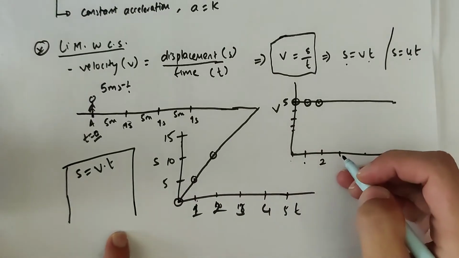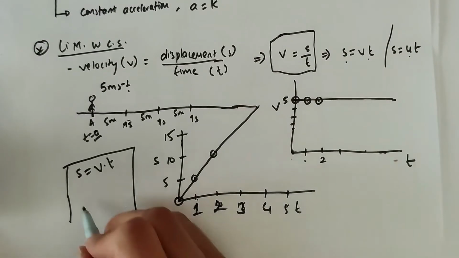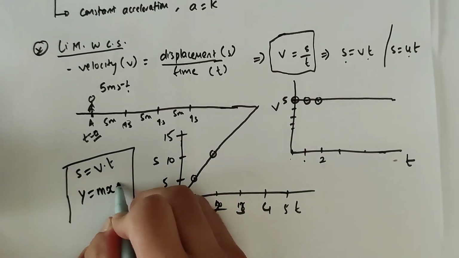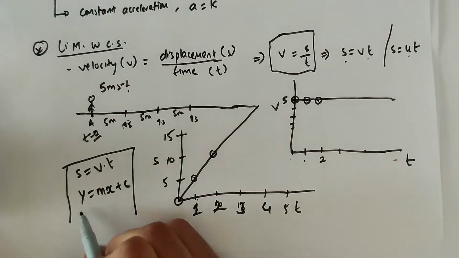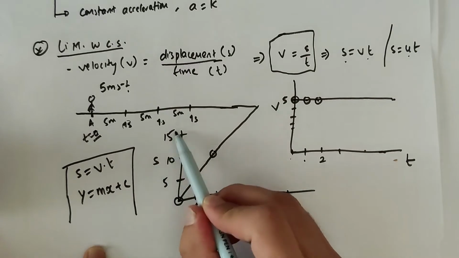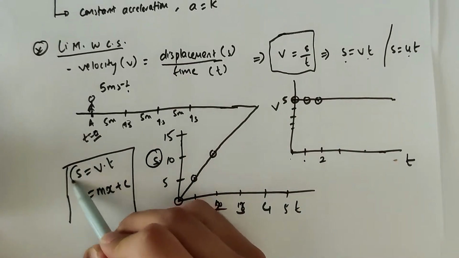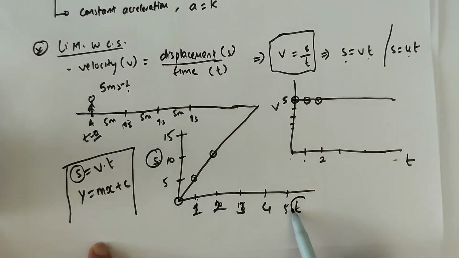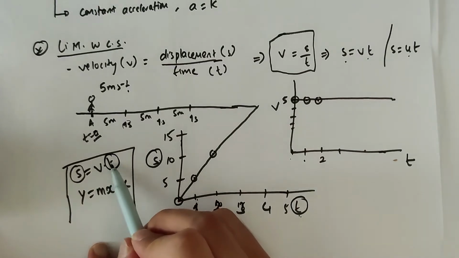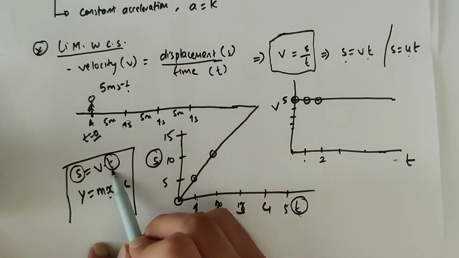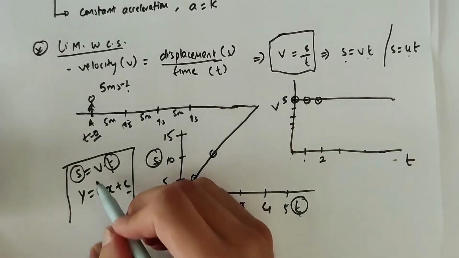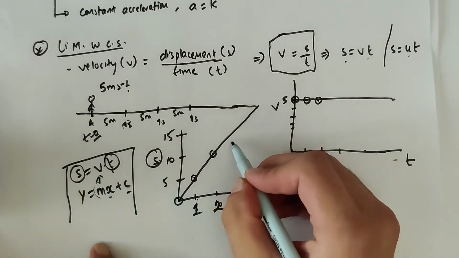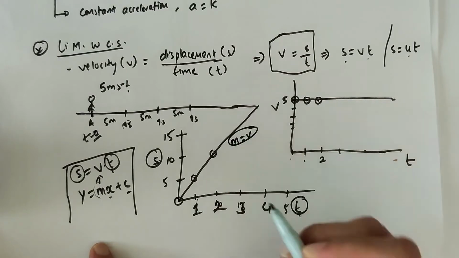Now from your high school algebra, you know y equals mx plus c. So this is the equation of a straight line. And you can say that here in my y-axis I have s, which is displacement, and in my x-axis I have t, which is time, and my y-intercept is 0. So you can see that the slope of this line, m, gives v. So the slope of this line is equal to velocity v.